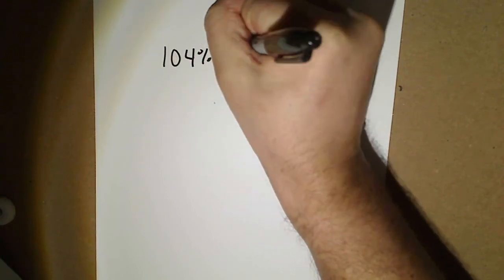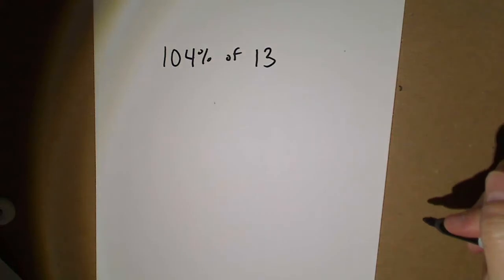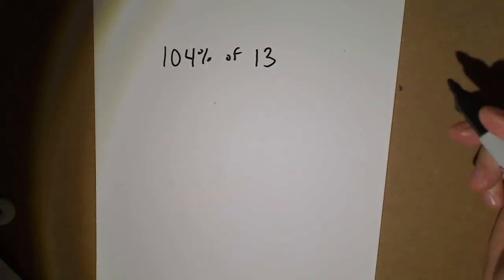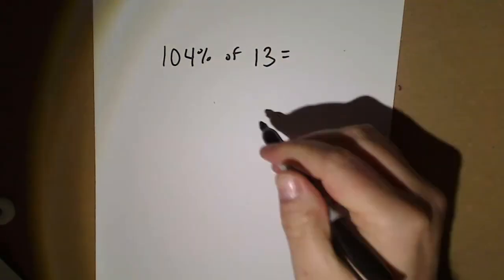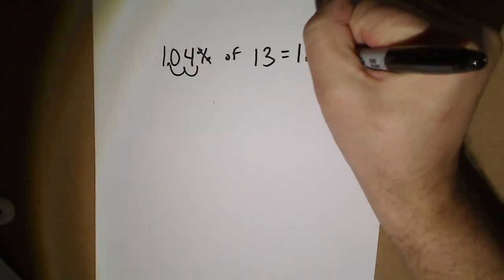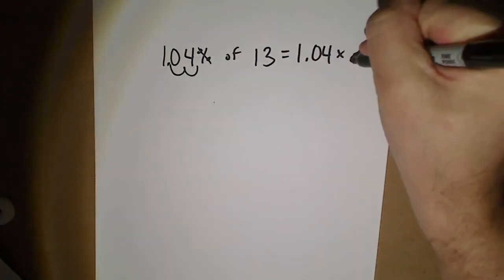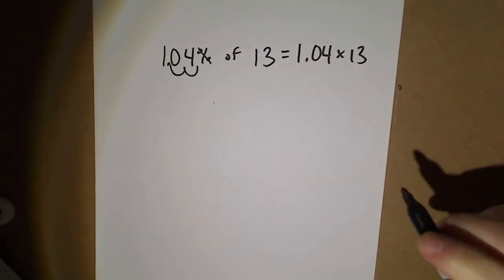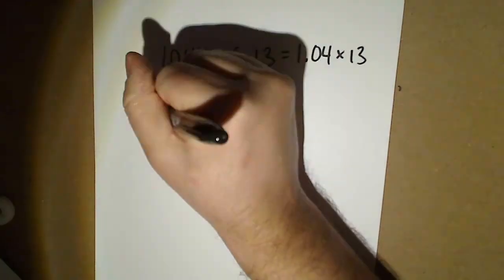104% of 13. Did I just use 13? I didn't. Okay, good. So for this, it's the same thing as saying, convert this, two times over to the left. It's the same thing as saying 1 400ths times 13. We would get our answer.